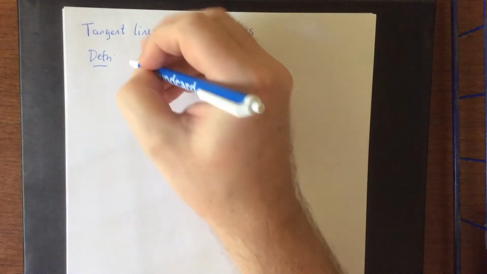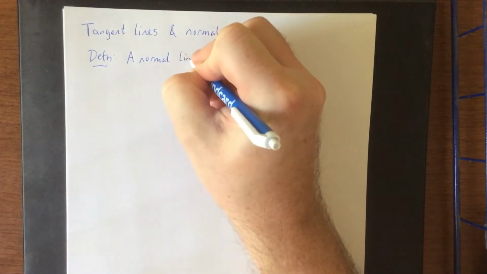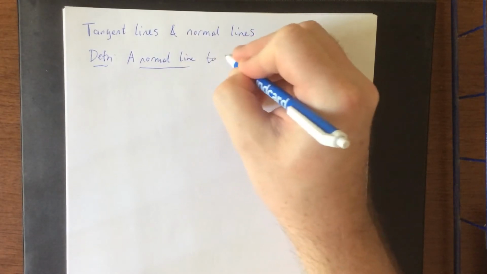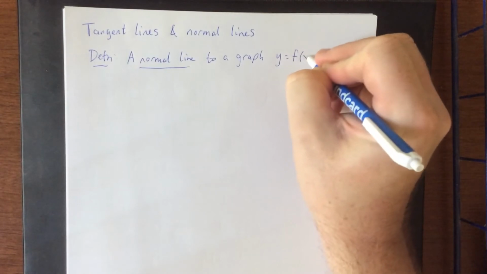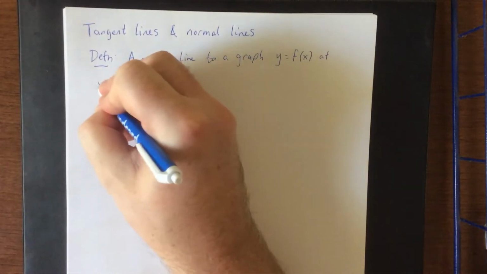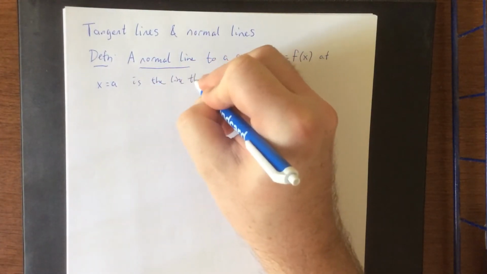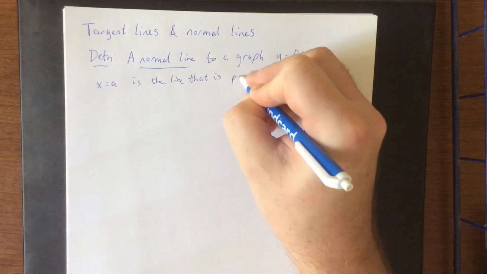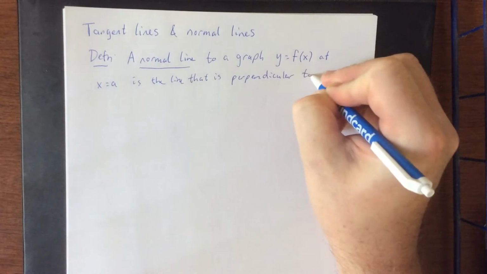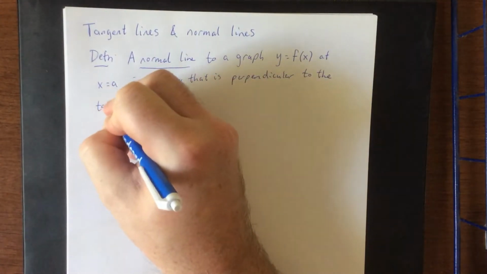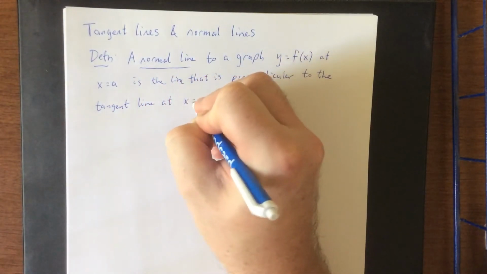So in two dimensions, a normal line to a graph or to a function y equals f of x at x equals a is the line that is perpendicular to the tangent line at x equals a.